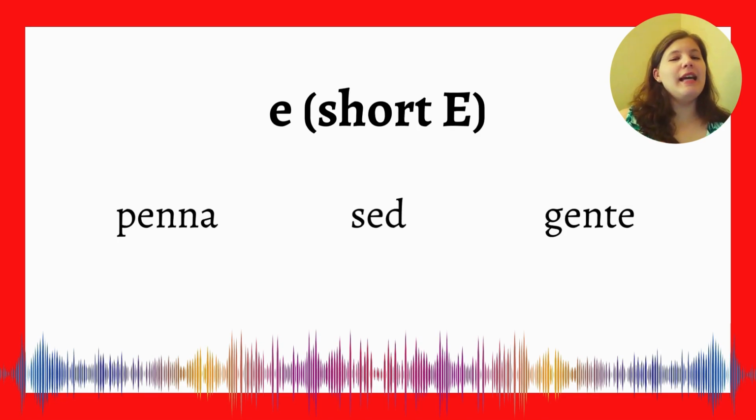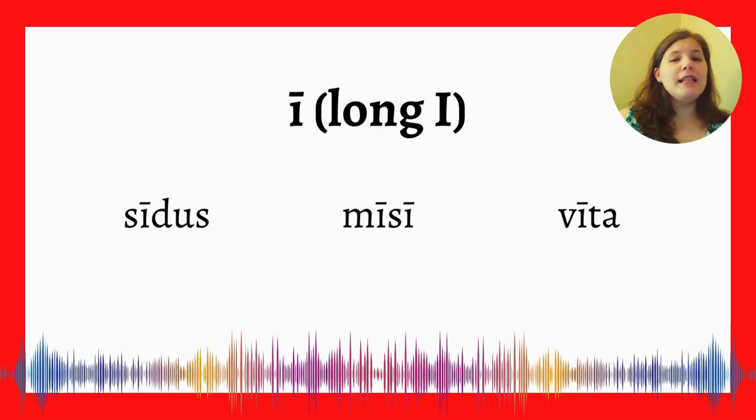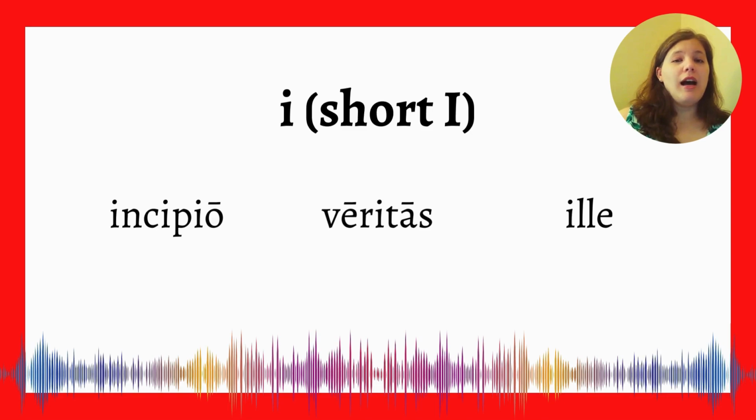Short E is like E in bed. So we have penna, said, and gente. Long I makes an E sound like in feet. So we have sidus, misi, and vita. Short I is like the I in pig. So I. We have incipio, veritas, ille.